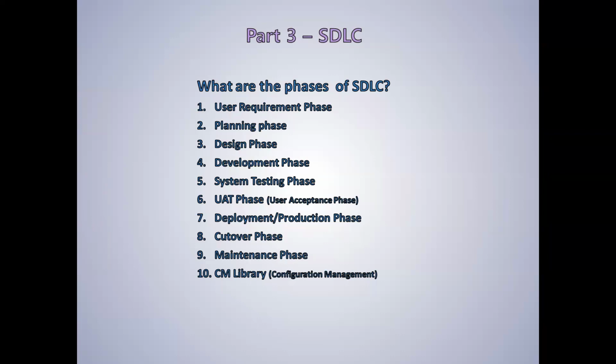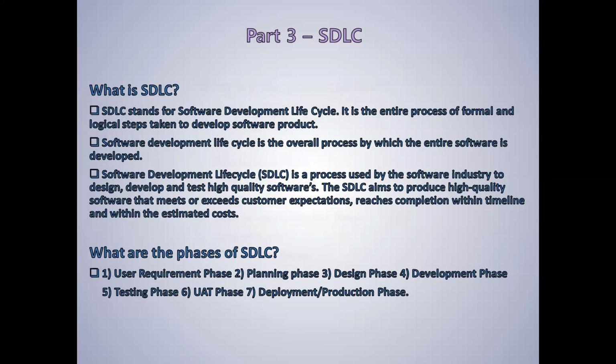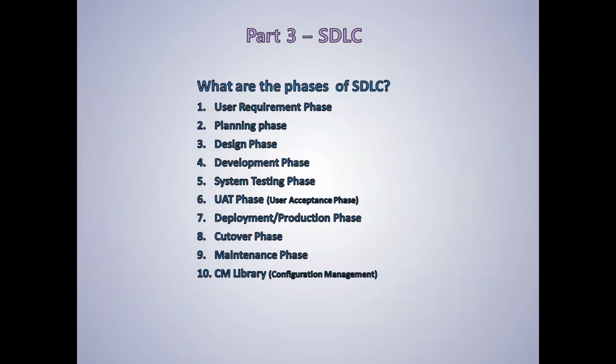So here we have 10, covering every little phase that SDLC has. Previously, I think we added only 7. These 7 are the mandatory ones, must know, must understand. Here we added 3 more, the last 3: cutover, maintenance, and configuration, and we'll explain why. These are probably not mandatory, but good to know. Anyway, these are different phases of SDLC.